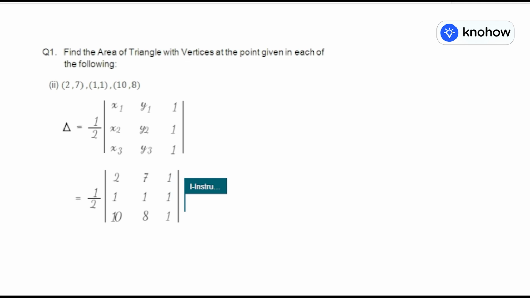So evaluate the determinant. You may directly evaluate it, or if you like, you may simplify to get 2 zeros. It's all up to you. So because you have 1, 1, 1 in the third column, let's apply the properties of determinant.